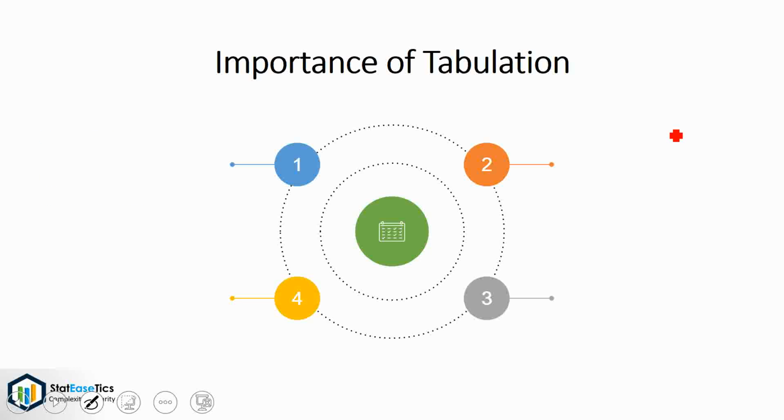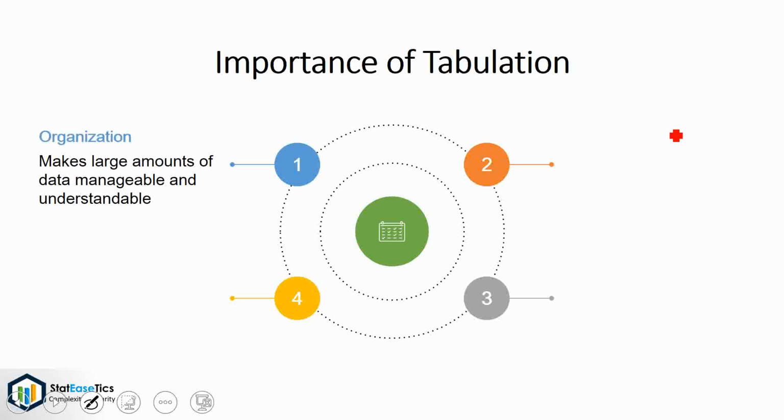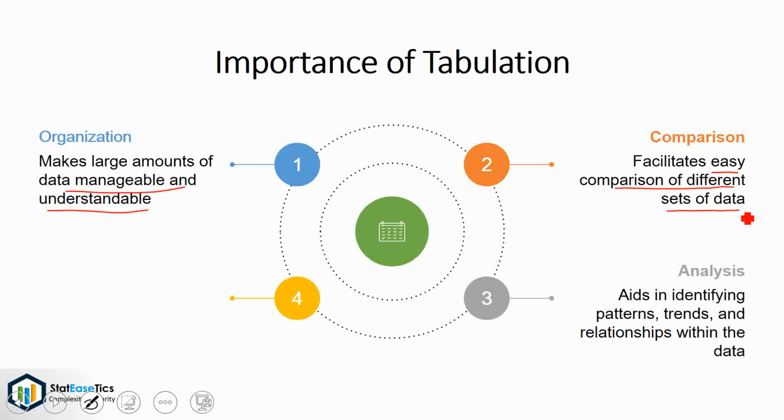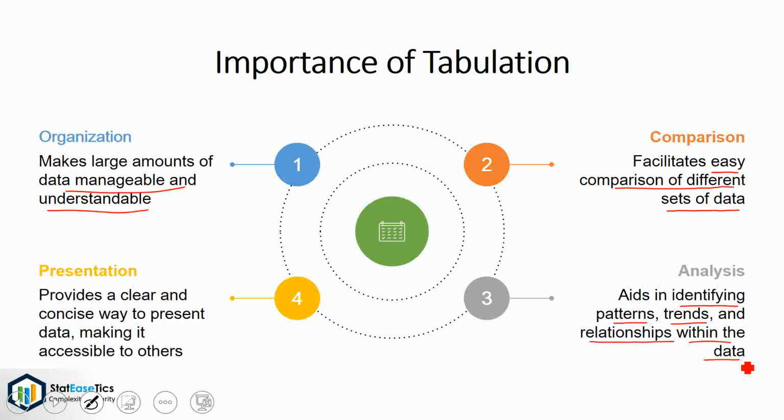The importance of tabulation. Organization makes large amounts of data manageable and understandable. Comparison facilitates easy comparison of different sets of data. Analysis aids in identifying patterns, trends, and relationships within the data. Presentation provides a clear and concise way to present data, making it accessible to others.